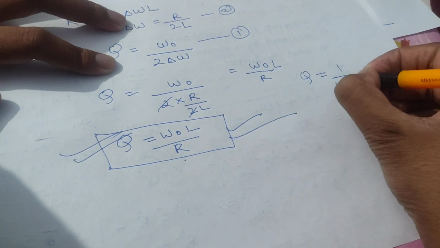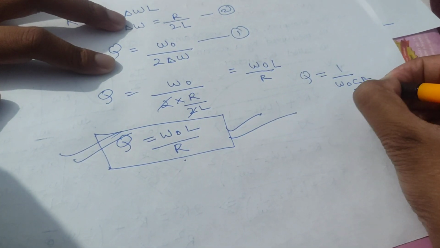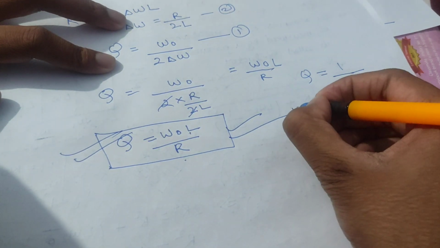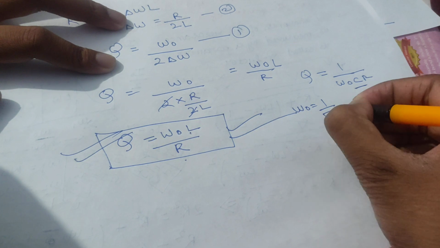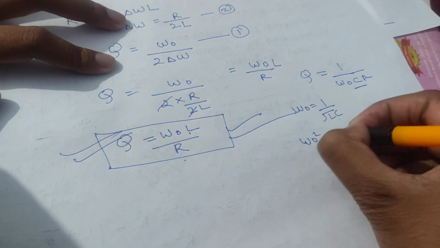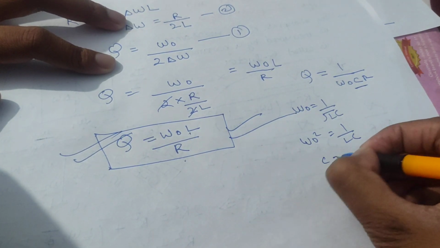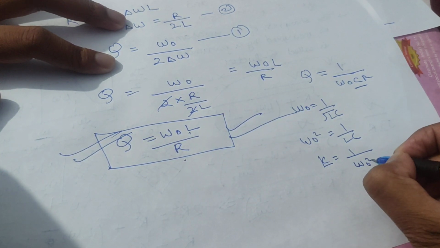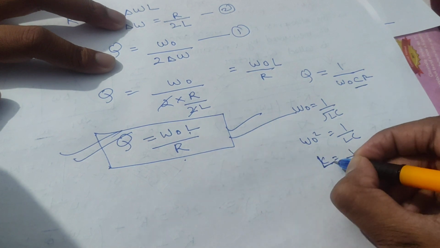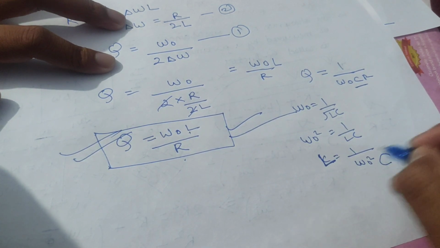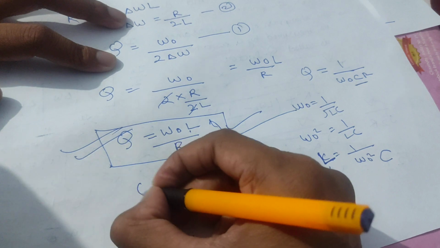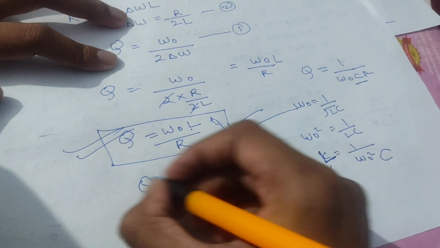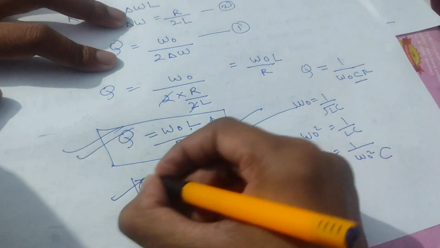How can we prove this in terms of capacitance? We are removing the L here. So what we'll do, omega naught is equal to 1 under root LC. Squaring it, omega naught square is 1 by LC, so L is equal to 1 by omega naught square C. After putting this into the equation, we'll get 1 by omega naught CR. So this is also an equation.